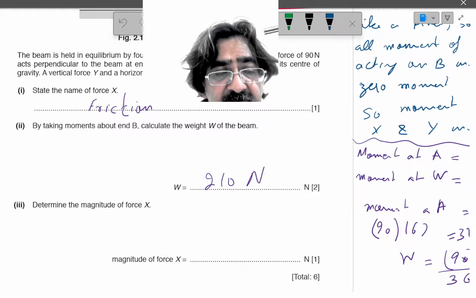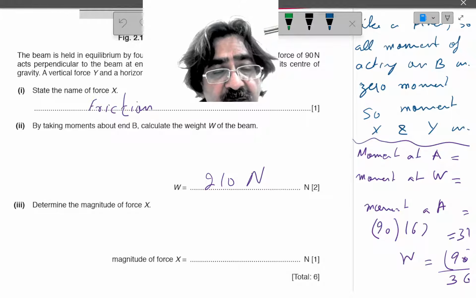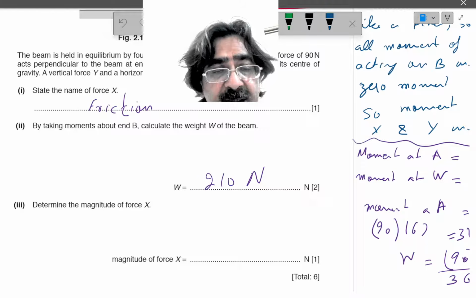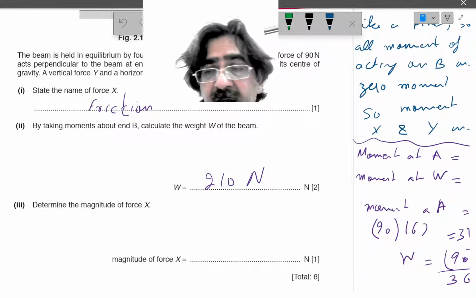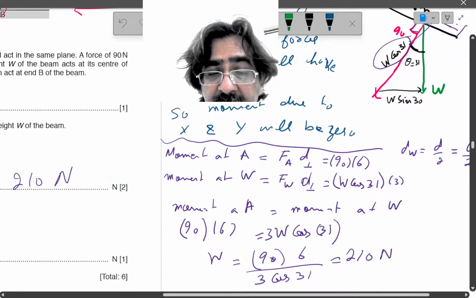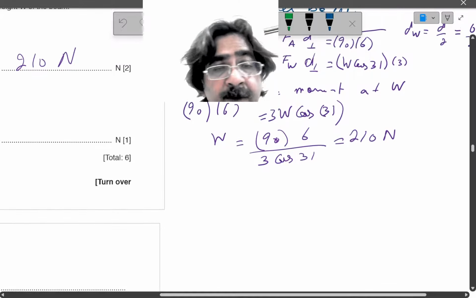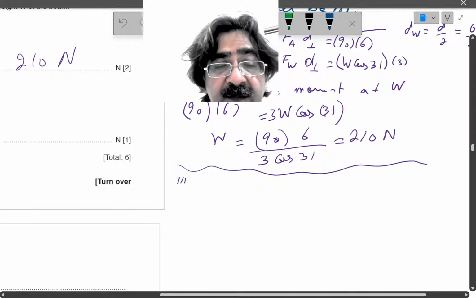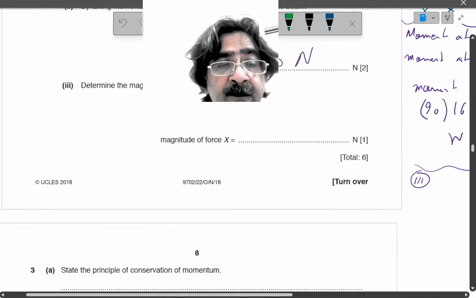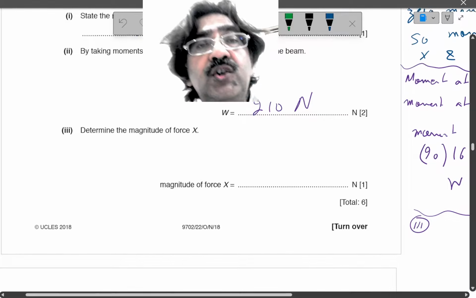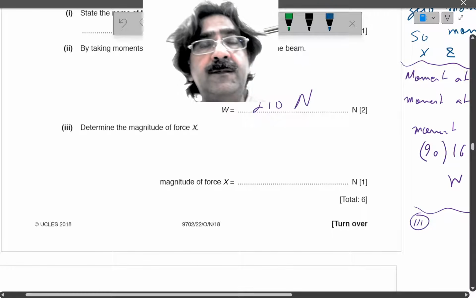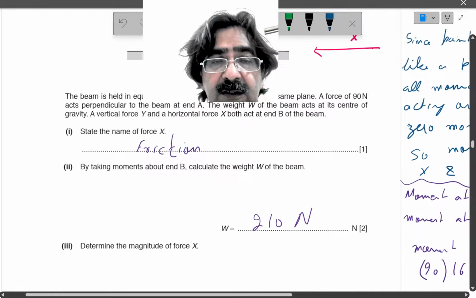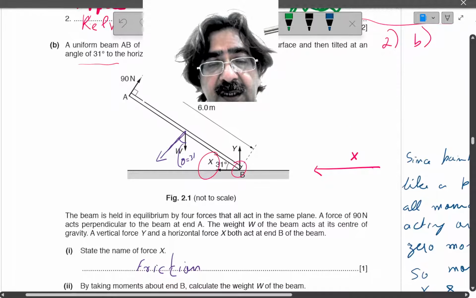The third part is to determine the magnitude of force X. What is the force X?